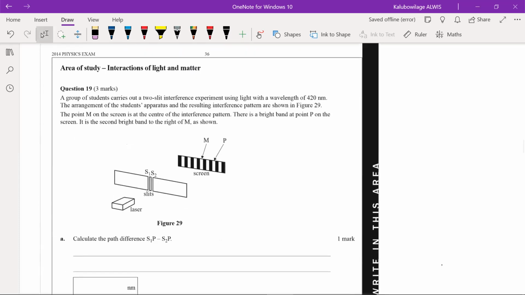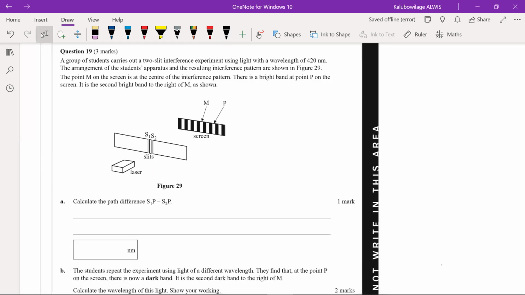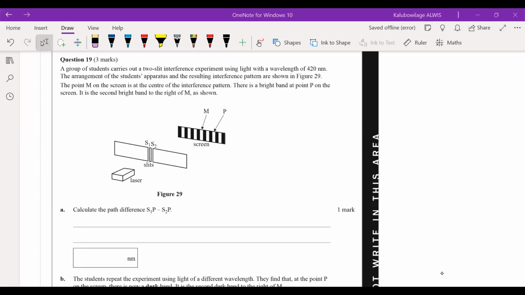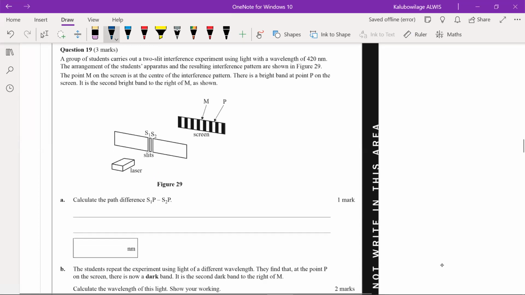Going to go to light and matter. Path difference, part difference. It's a white band, so path difference equals n lambda. It's the second white band, with wavelength 420, so 840 meters.